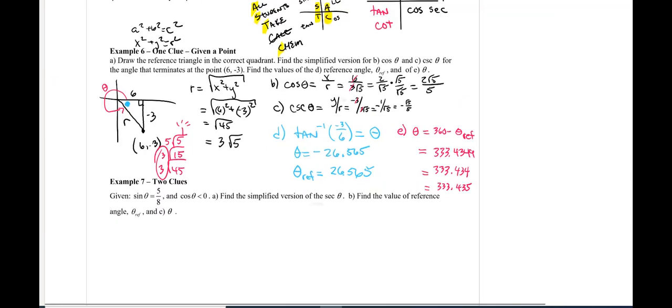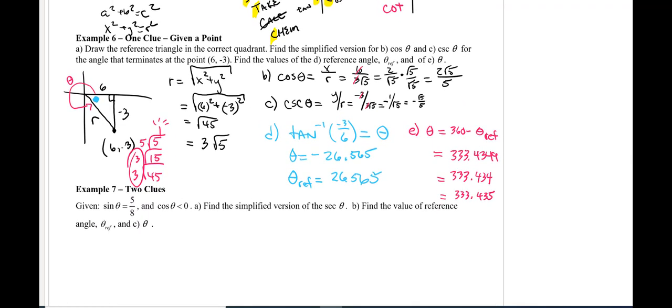Now let's talk about points here for something like this. Of course, you get 1 point for setting up your drawing correctly. You get a point for finding the value of r. You get a point for finding the cosine, a point for finding the cosecant, a point for getting that reference angle, and then a point for finding the angle. All right, so that's it on this one.